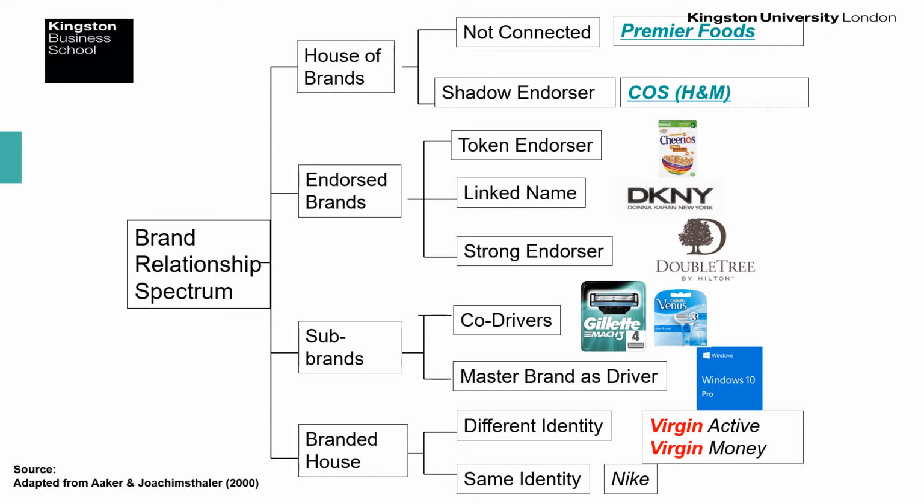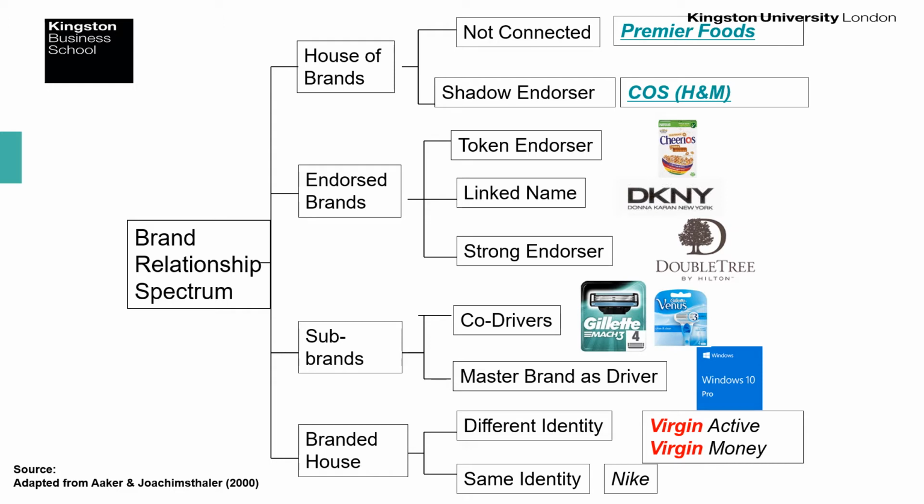The next main strategy in Aaker and Joachimsthaler's brand relationship spectrum is endorsed brands. And here there are 3 sub-strategies: the token endorser, the linked name, and the strong endorser. And as we move down through these 3 sub-strategies, the strength of the endorsing brand increases from a very token level to a very, very strong level.